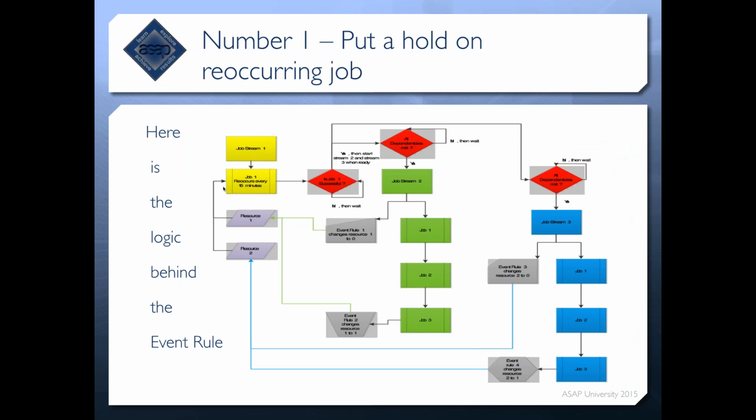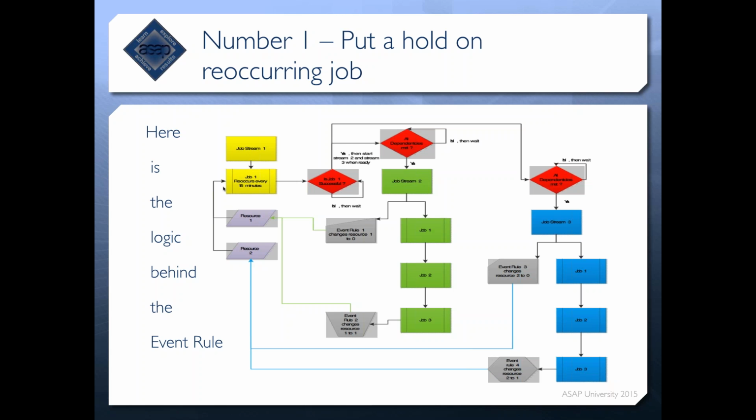Basically the resource isn't on the stream. The resource is on the job that reoccurs, because we want the stream to run. We want the stream to start off in the morning and run the job and then reoccur the job every 15 minutes. So we don't want to touch the stream. We just wanted the job to be held while these other streams are running. So the resource goes right back onto the job within that stream. And so when job stream 2 runs and starts, it sends the event rule to change that resource to 0. And then it changes it back to 1 when that stream is done.